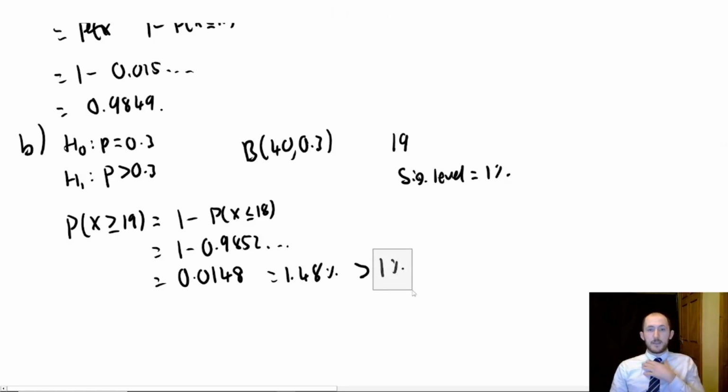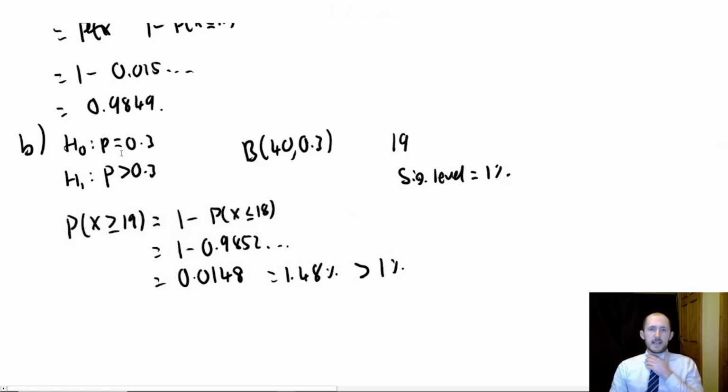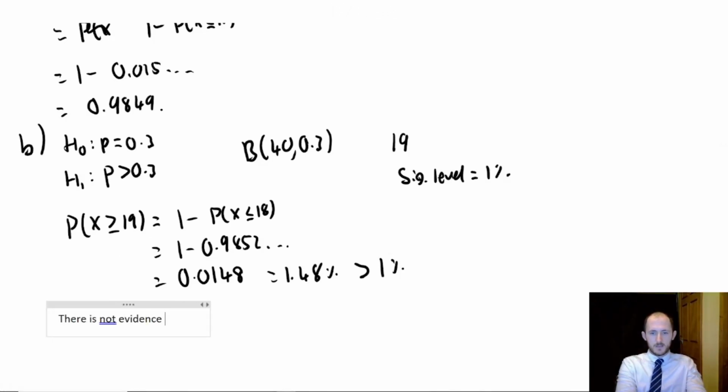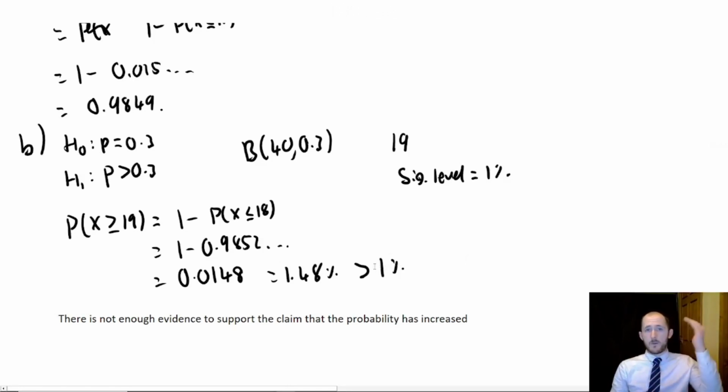So what I'm saying is, if the probability that this has happened completely naturally, using my model, is above the threshold, then I'm going to say the probability hasn't changed. There's not enough evidence to say that the probability's changed. And that's literally what you'd write as your last line. You'd get a mark for that. There is not enough evidence to support the claim that the probability has increased. Or you can say the proportion. Because again, we're saying that anything above 1% is completely fine, our model's accurate.